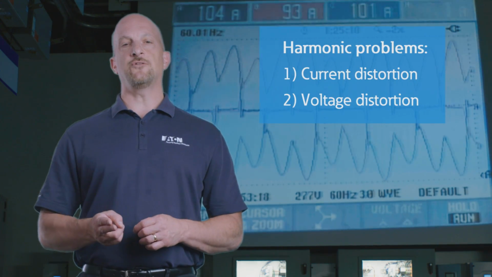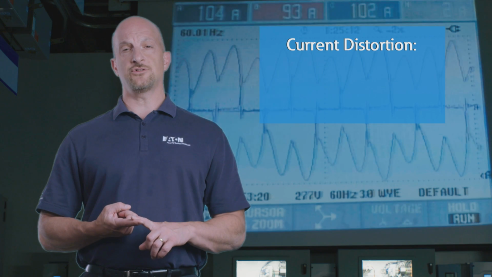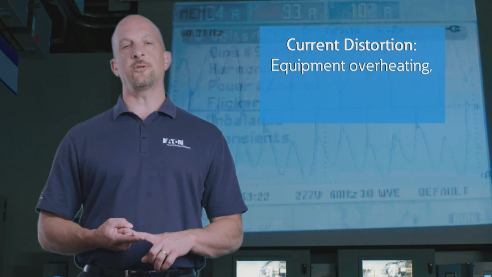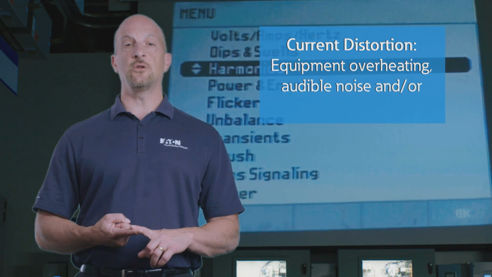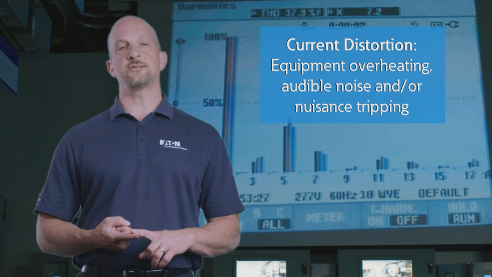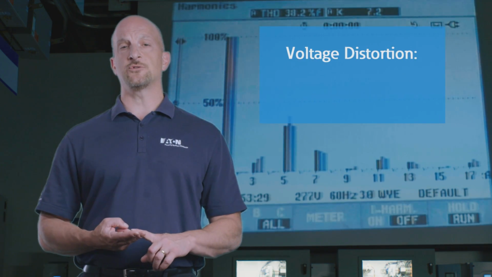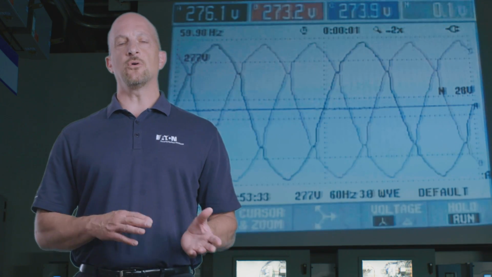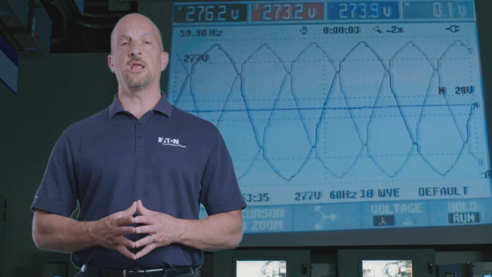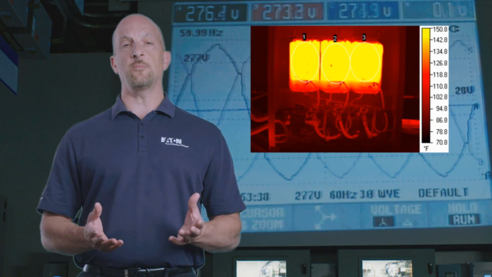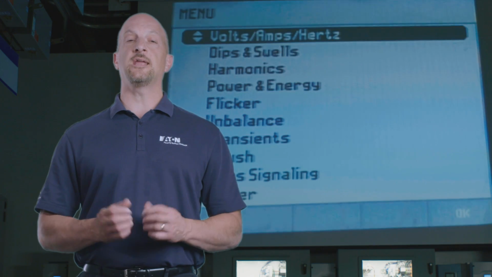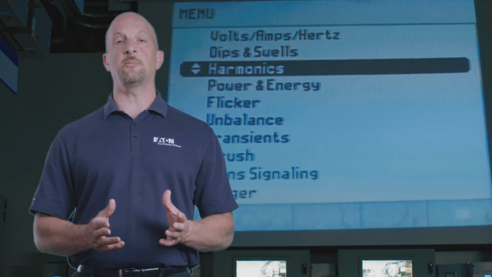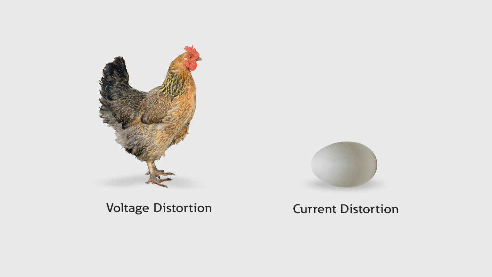Harmonics can create two fundamental issues: current distortion, which has the symptoms of equipment overheating, audible noise, and/or nuisance tripping of protective devices. And the second issue is voltage distortion, which typically causes misoperation in equipment. Either or both problems can cost you money with damage or misoperation to your equipment, but every system is different and careful analysis and consideration must be made, or you could significantly overspend on a perceived problem that may or may not exist. So what causes what?